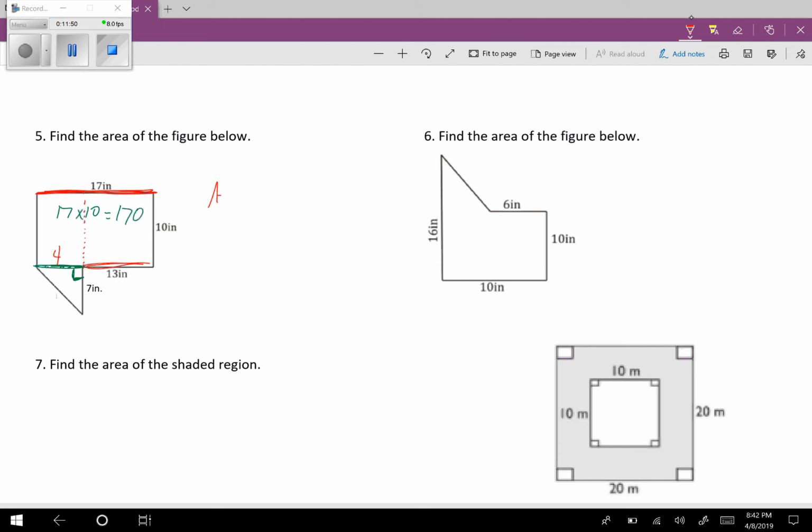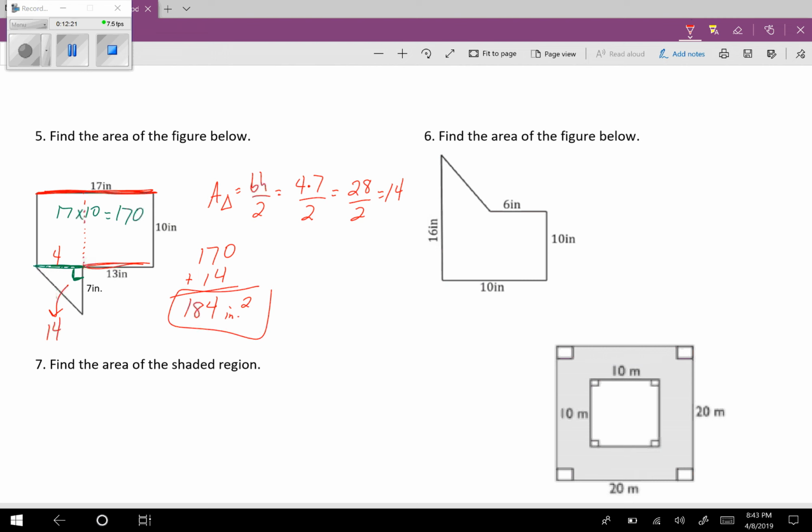So the area of the triangle, it's base times height divided by 2. So 4 times 7 divided by 2. 28 divided by 2, it's 14. So this guy's area is 14. So we have the area of the rectangle plus the area of the triangle. We got to add them. 170 plus 14. It's 184, and we got inches squared.